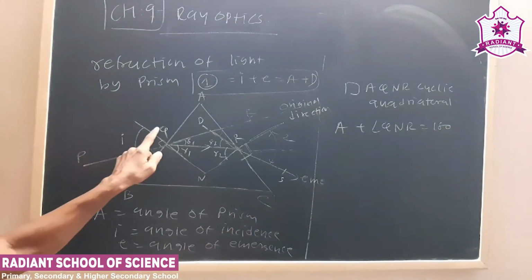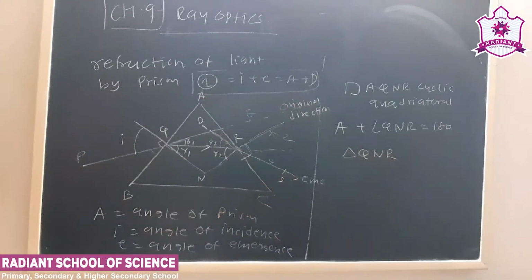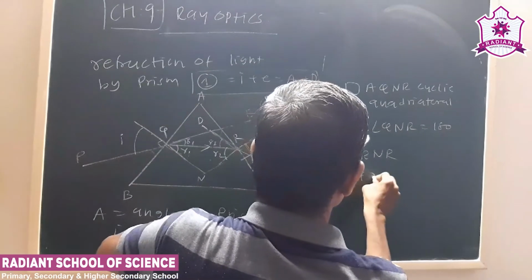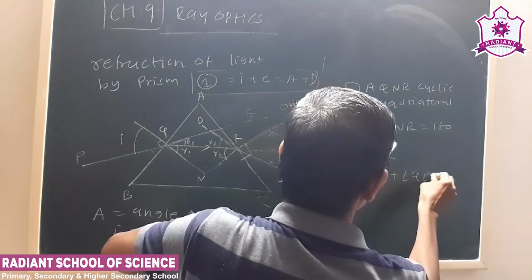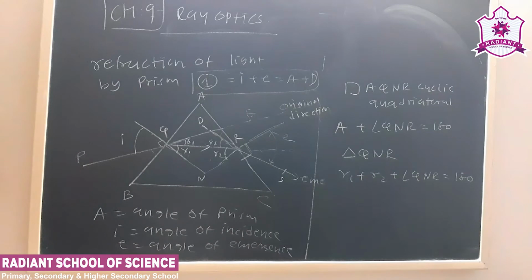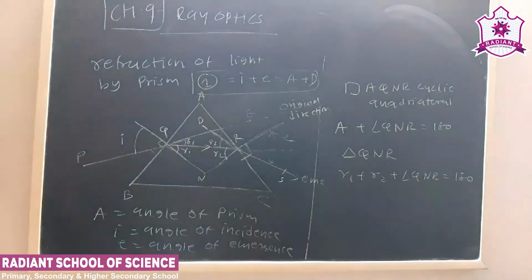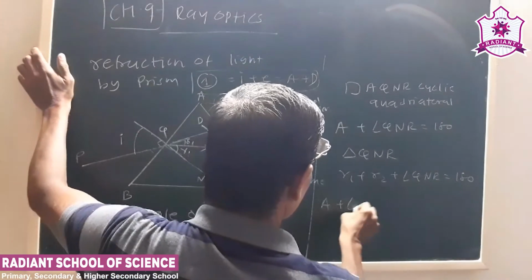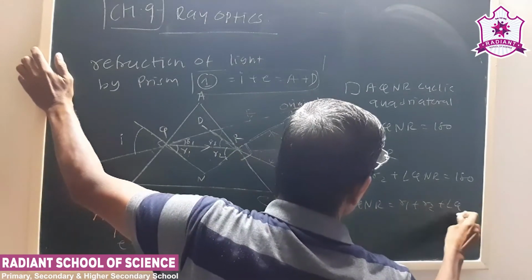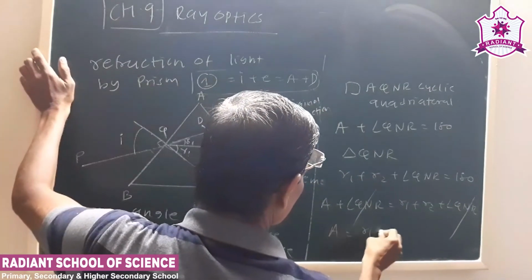Now see triangle QNR. By the angle sum property, we have R1 plus R2 plus angle QNR, because the sum of the three angles of a triangle is 180. Now the right hand sides both represent 180 degrees. So we can write A plus angle QNR is equal to R1 plus R2 plus angle QNR. We can easily cancel this, so A is equal to R1 plus R2.